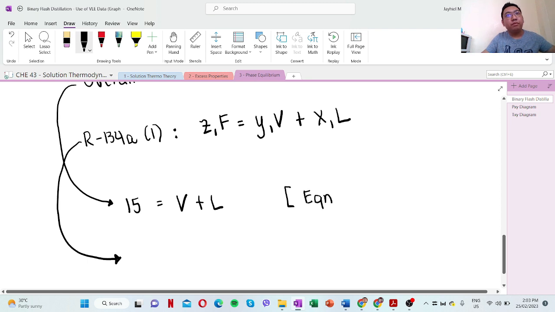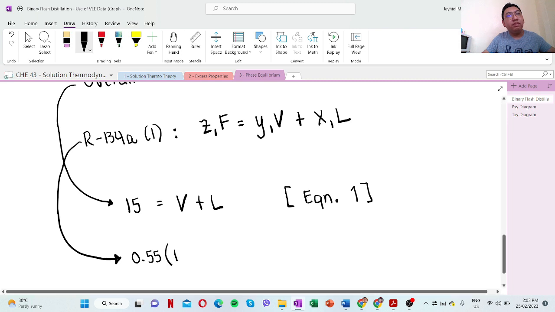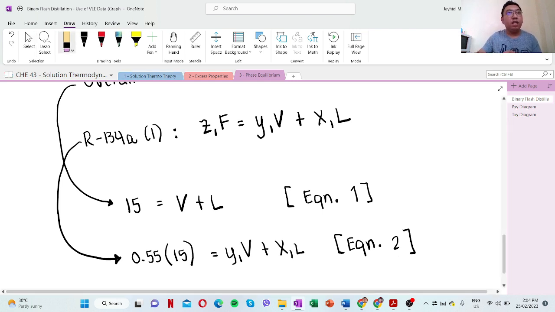Equation 1. And then for this one, we have 0.55 times 15 is equal to Y1V plus X1L. Equation number 2. What is 0.55 times 15? So I have here my calculator. 8.25. So I'll just write it here.